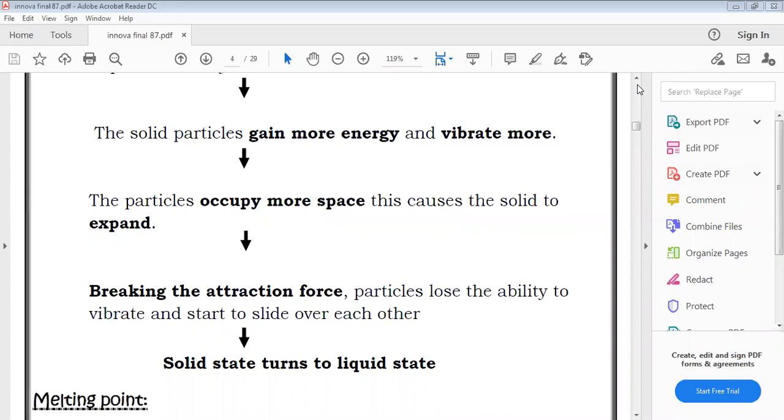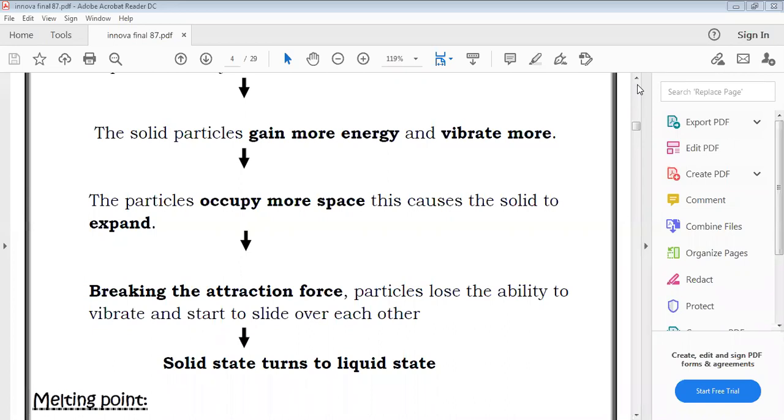Okay, now I understand. So how do we write it? We have three words that we have to write: gain energy, move faster or vibrate faster, break the attraction force. You have to write them. After that you can add whatever you want, but you have to write these three words: gain energy, move faster, break the attraction force. Can you tell me, Mariam, the three keywords from the beginning? Gain energy. Yes. Move faster and vibrate more. Yes. Break the attraction force.